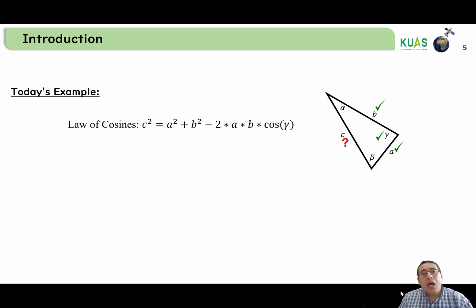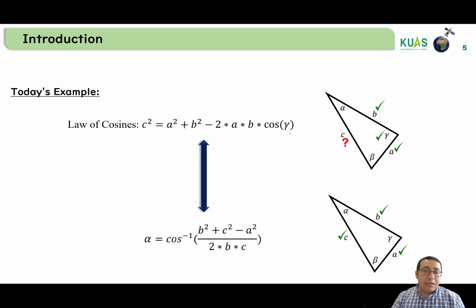And of course, in high school we were taught the law of cosines. If we know A and B and the angle gamma, we can easily estimate side C. So C square equals A square plus B square minus 2AB cosine gamma. And similarly, if we know A, B, and C, and we need to estimate an angle, for example alpha, then alpha is cosine inverse of B square plus C square minus A square divided by 2BC.